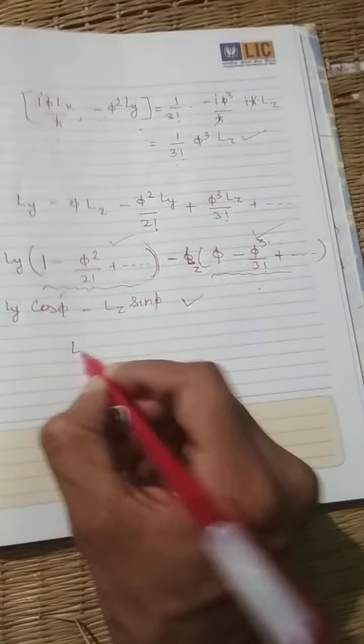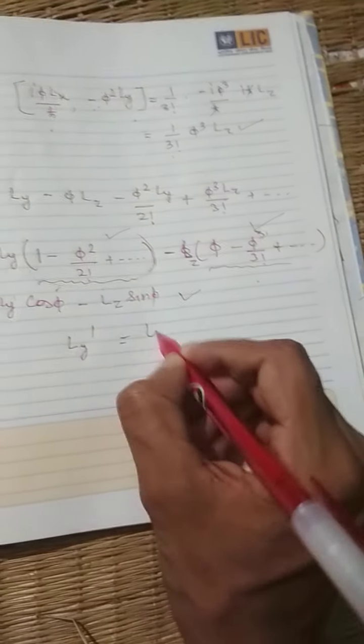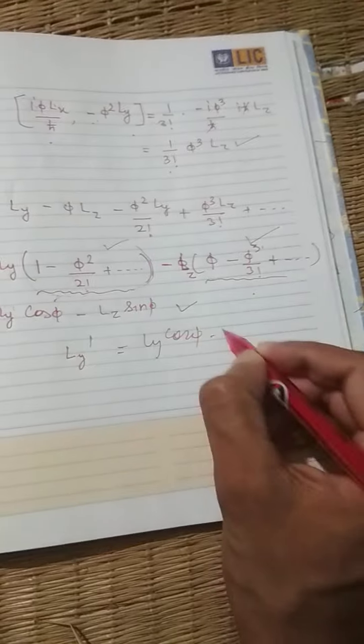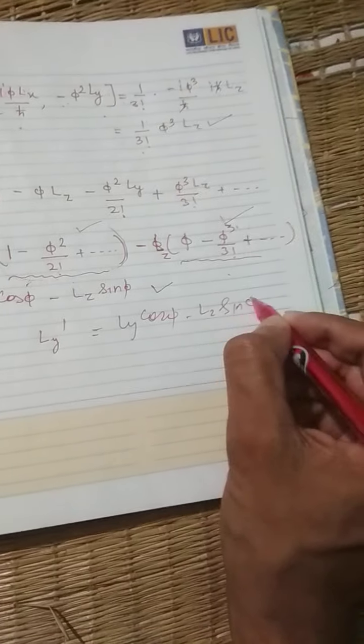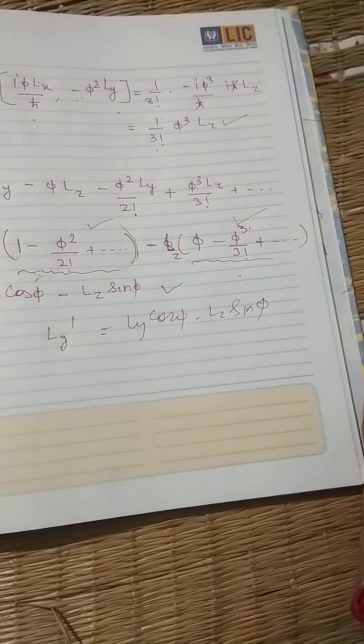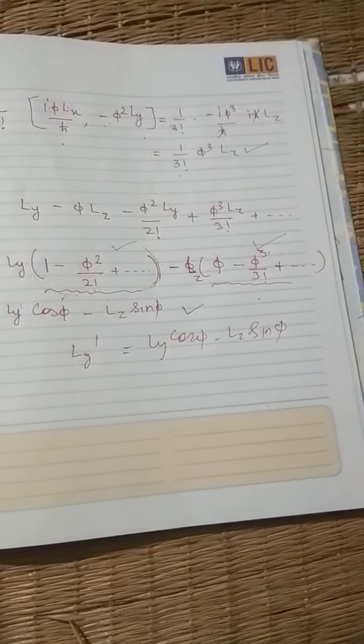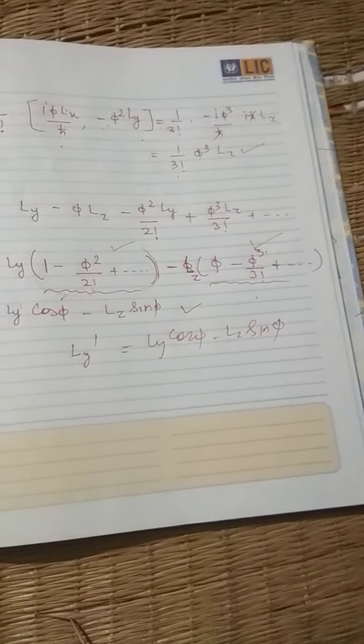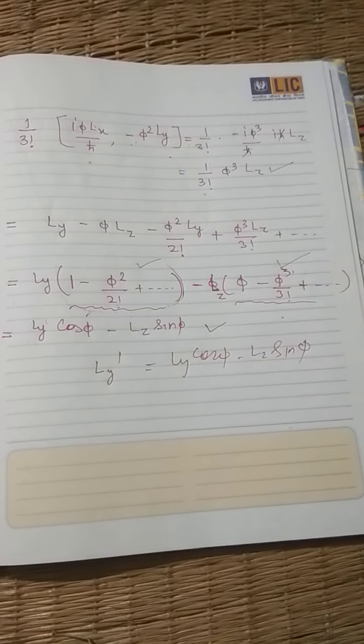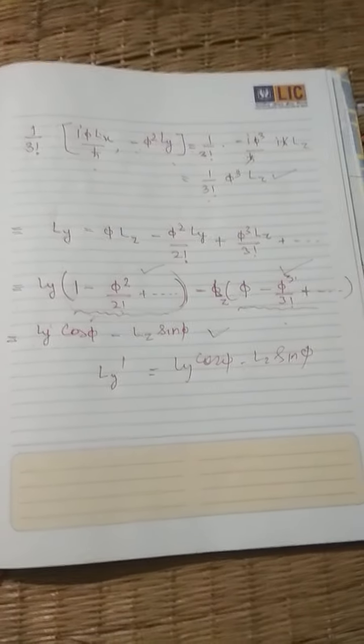This is the transformation of the operator, that means Ly dash equals Ly cos phi minus Lz sin phi. This is the transform. If you rotate the system along the x-axis, this is how the Ly component changes. This is the concept of the Baker-Hausdorff formula.